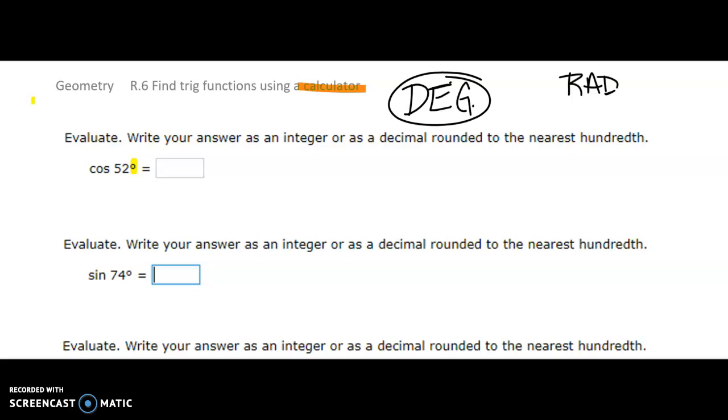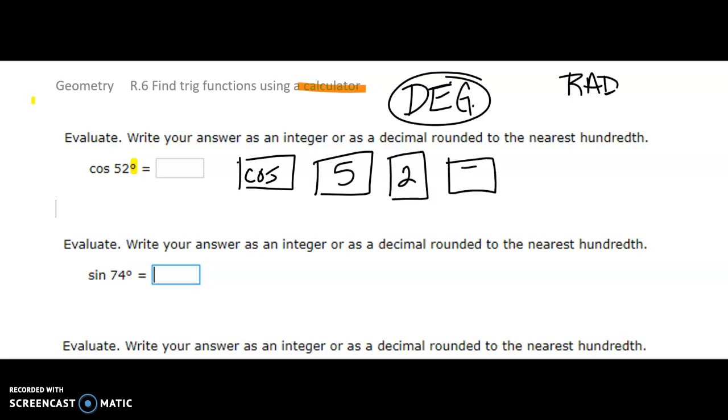Now, if you have my calculator, these are your keystrokes. You're going to press cosine. You're going to press the number 5. You're going to press the number 2. And you're going to hit the equals button. I know, it is that difficult. And you get 0.61566 and so on.